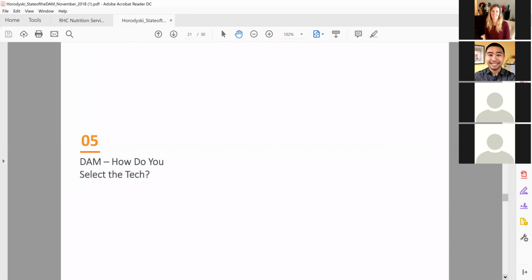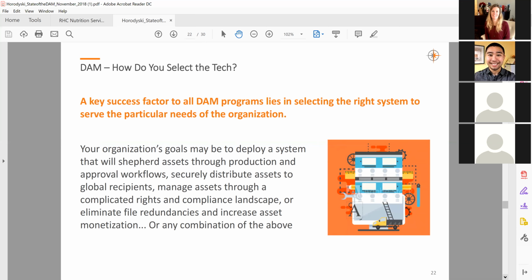The next thing I want to talk about then is, now that we understand a little bit more about digital asset management, how do you actually select it? Like, how do you get that technology? What are the things you need to consider? So a key success factor in all DAM programs is obviously you want to choose the right system to be able to serve what you're trying to do.